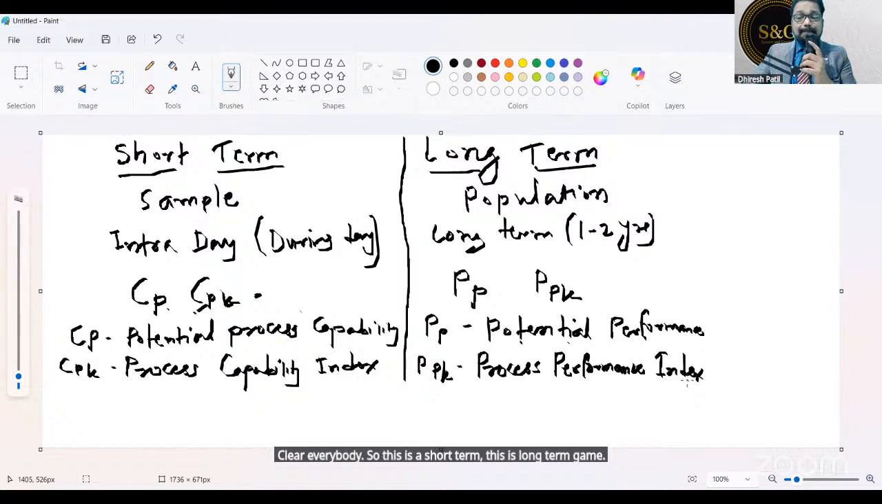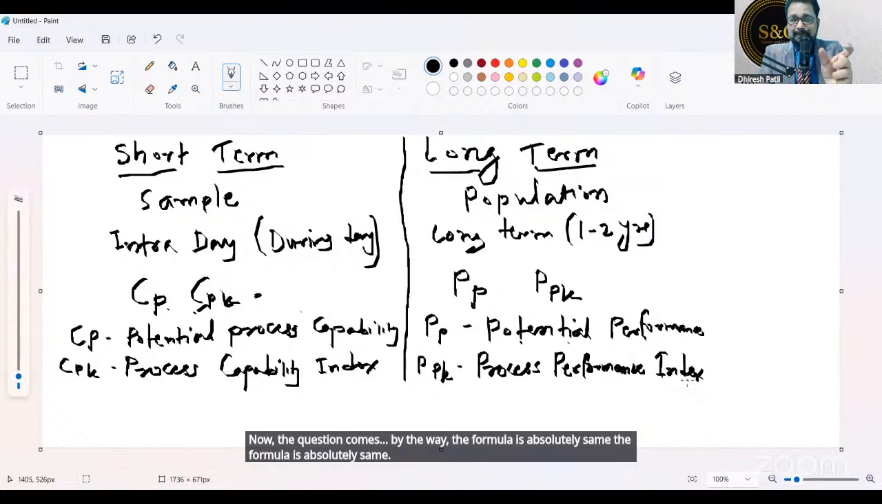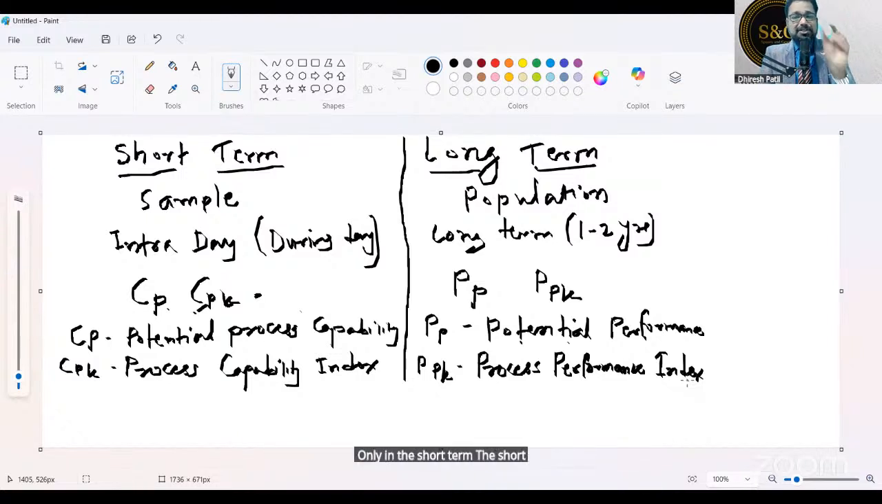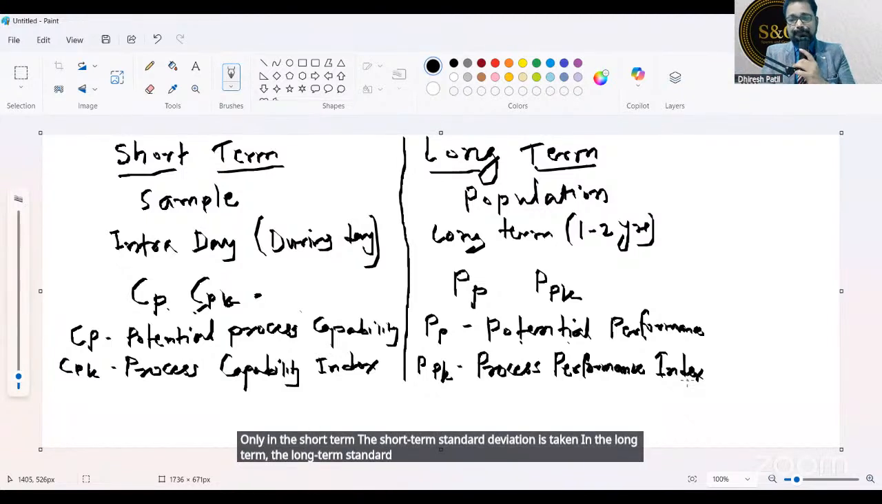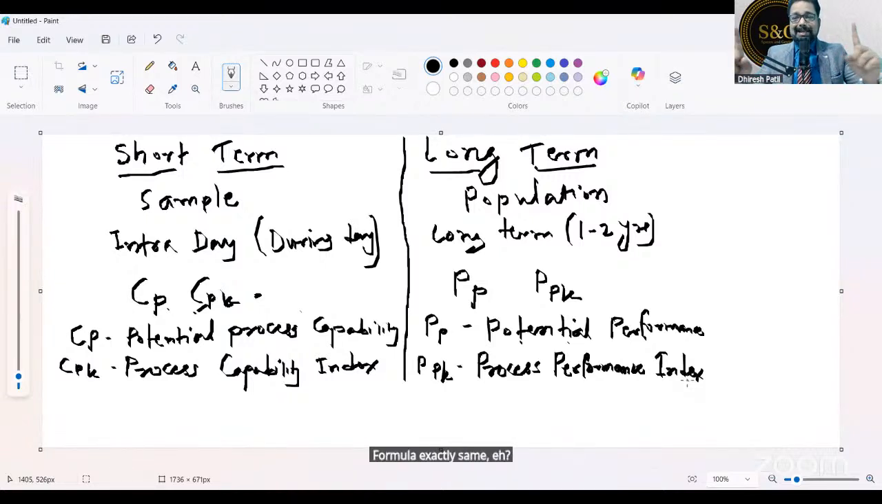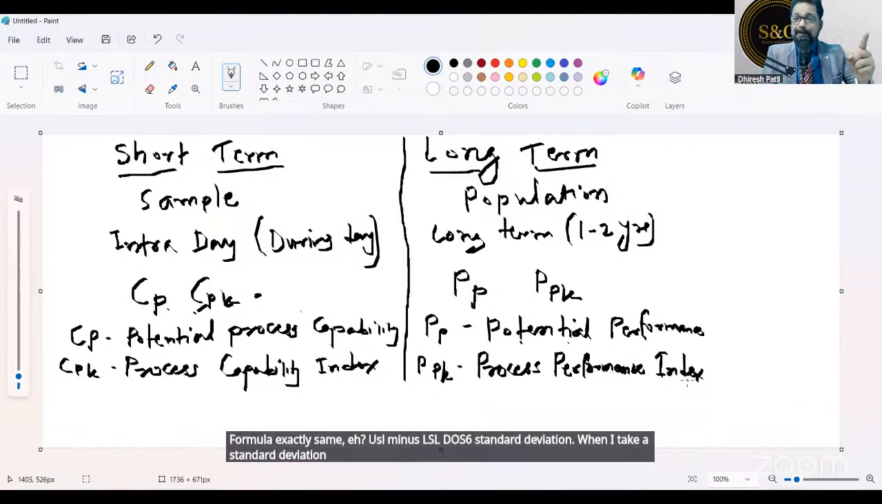Now the question comes, by the way, the formula is absolutely same. Only in the short term standard deviation is taken. In the long term standard deviation is taken. That's it. The PP PPK formula is exactly same: USL minus LSL divided by 6 standard deviation. For CP CPK, we are using short-term standard deviation. For PP PPK, we are using long-term standard deviation. That's the only difference in this.